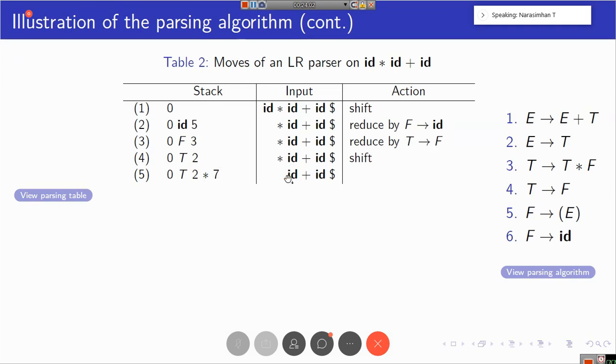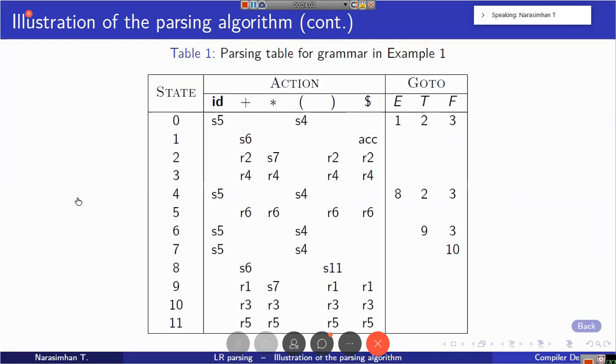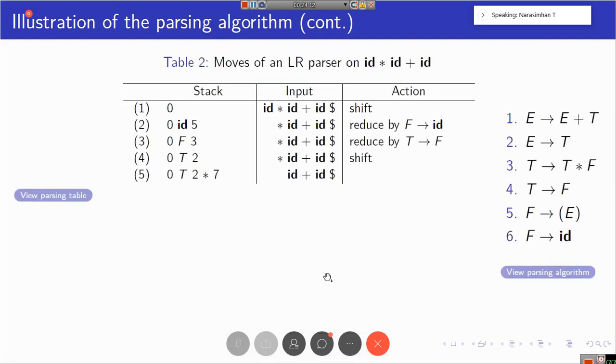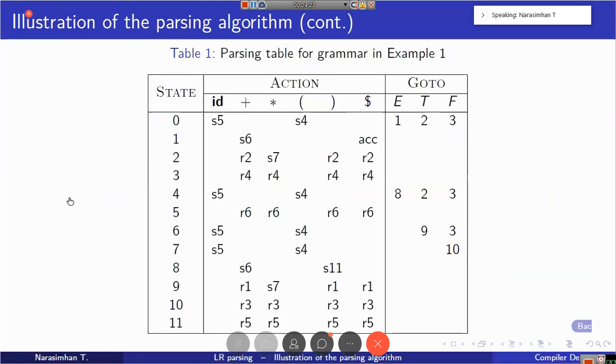Now what? 7 and ID. 7 and ID, you have S5. So ID and 5 will be pushed. So you are moving the pointer one position right in the input buffer. So next the combination will be 5 and plus. 5 and plus is what? R6. R6 is F gives ID.